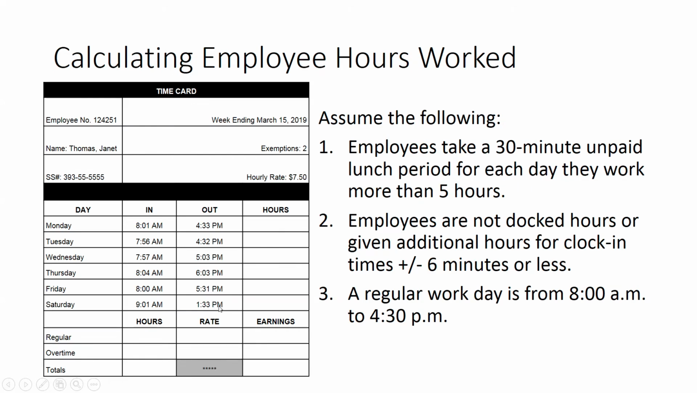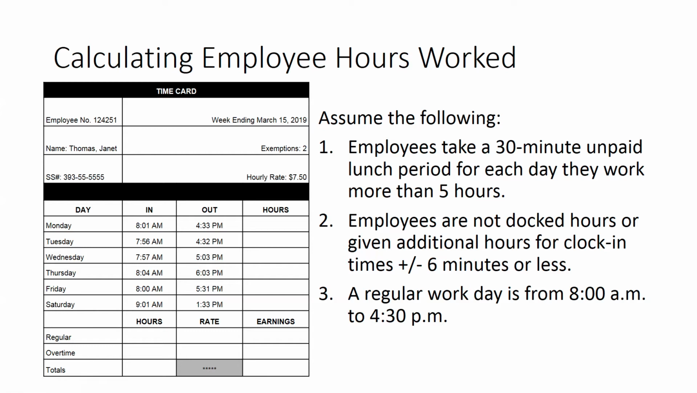So when you are calculating how many hours an employee worked per week, a couple of things that we want you to assume. We are going to assume that they took a 30-minute unpaid lunch period if they worked more than 5 hours. We're also going to assume that they are not docked hours or given additional hours if they clocked in 6 minutes or less early or 6 minutes or less late. And a regular work day for this person is going to be from 8 a.m. to 4:30. So let's talk about how you calculate how many hours they worked for the day.